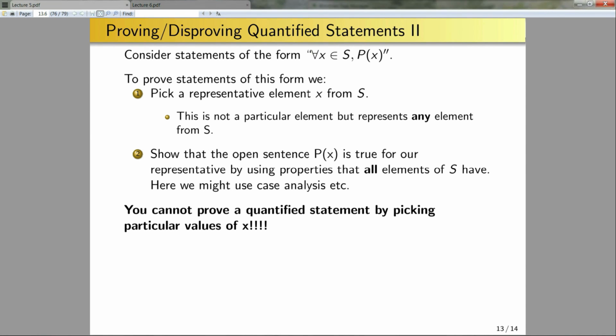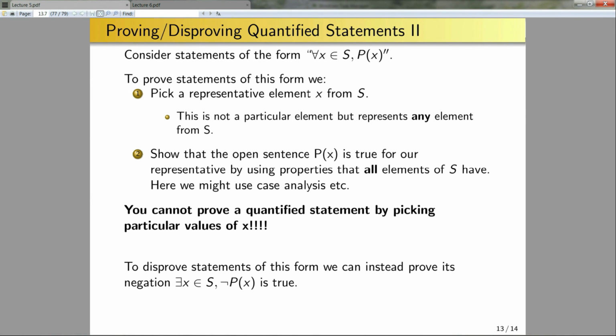Okay, so the next question I could ask is, how do I disprove statements of this form? Well, similar to the previous slide, I prove the negation. To disprove statements of this form, I instead prove that there exists an x in S such that not p of x is true. Now this has a name. This is just finding a counterexample. And again, we did that previously.